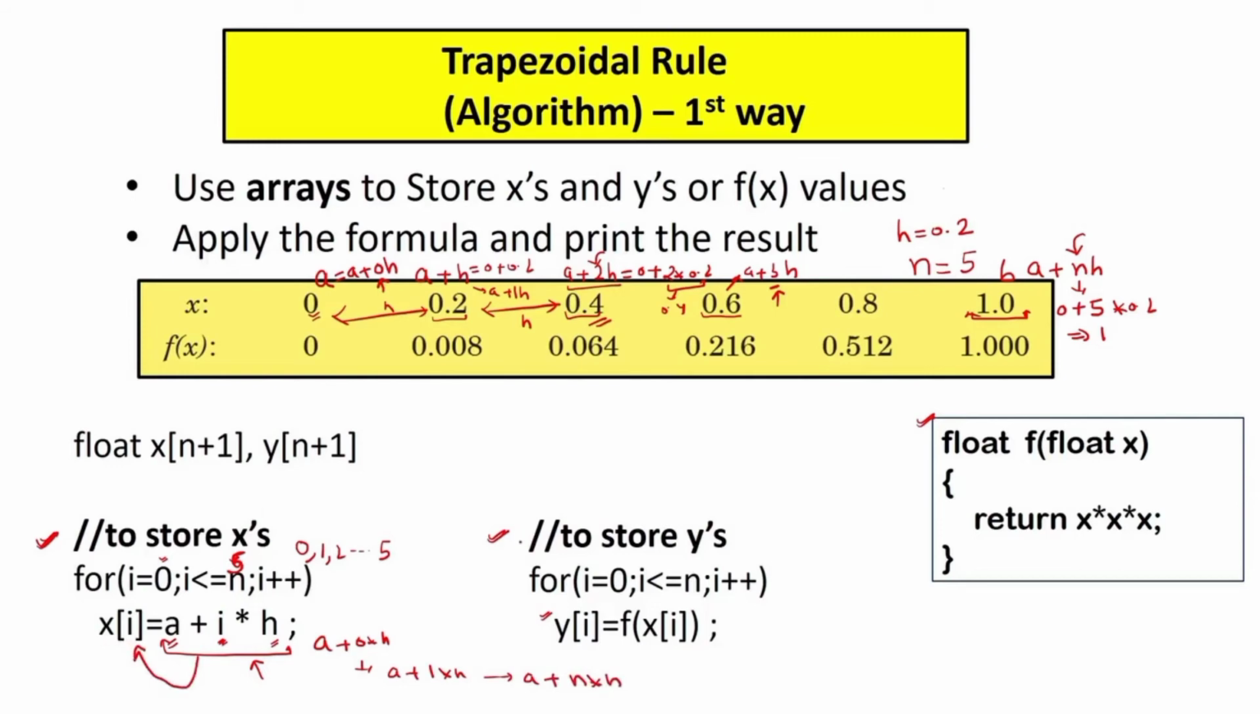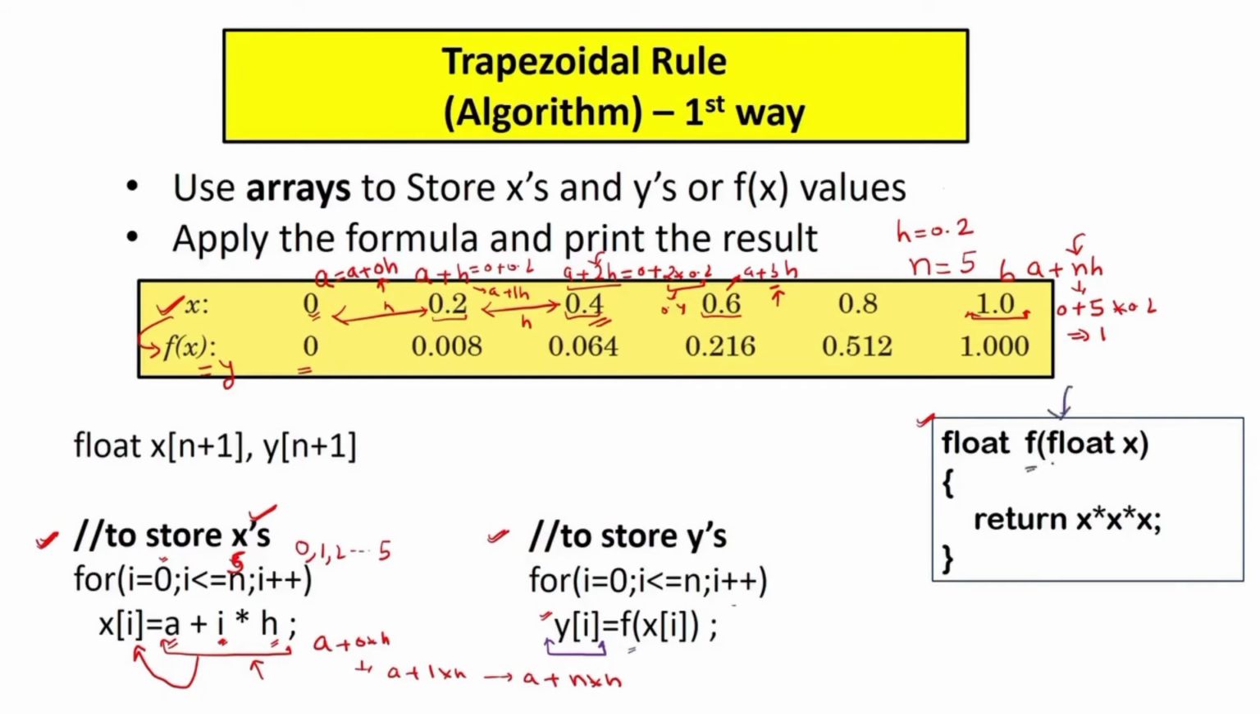Now coming to your y array. All the values that I have calculated from this first loop, I am using in the calculation of the y's. Again, I have to calculate a total of 6 values. That is, my loop is starting from i equal to 0 to n. And how can I calculate the values of y? So y can be calculated using the function f. Here I have taken the function.